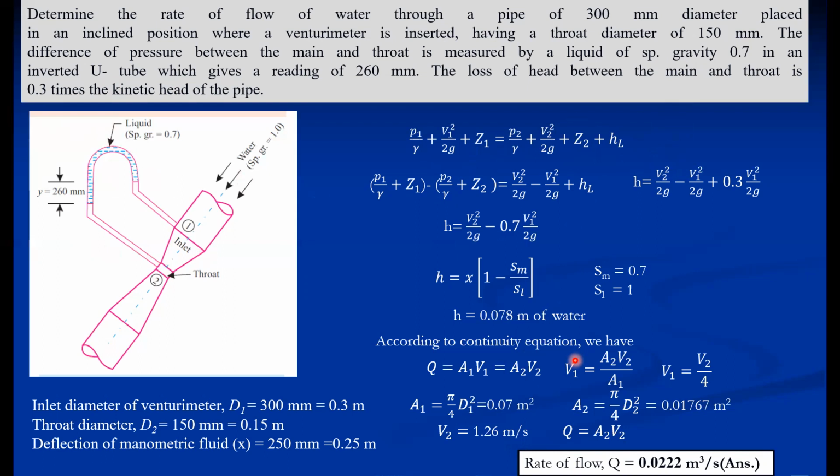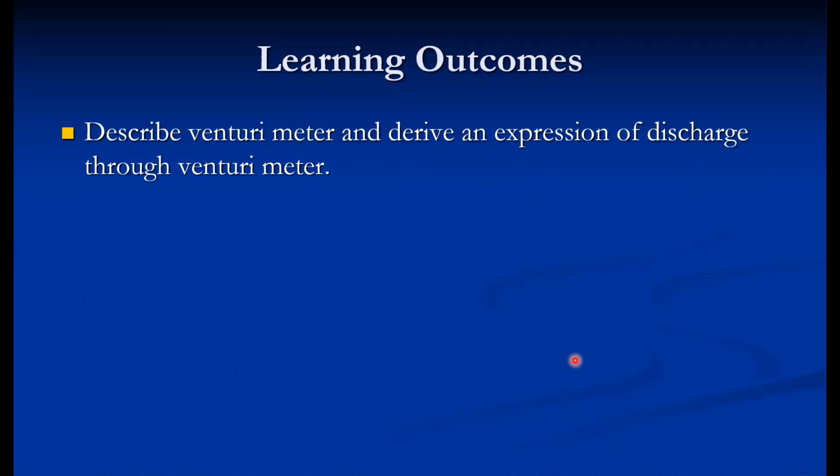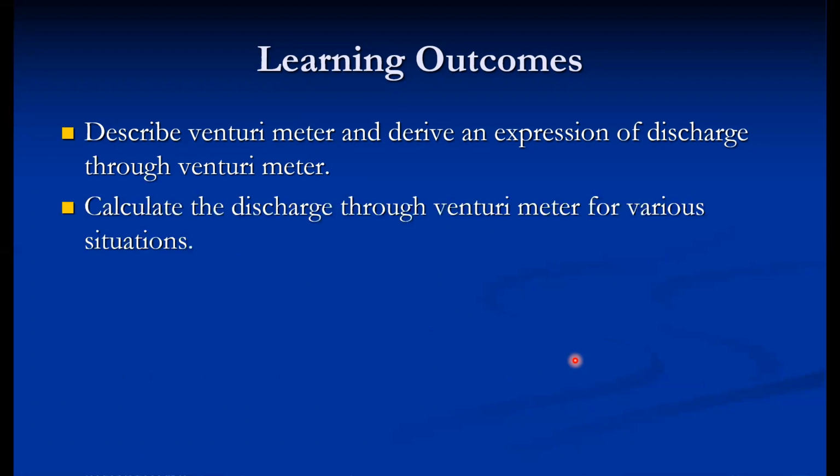So these are the different numericals. We have covered almost most of the numericals. So you stick with these numericals. If you understand all these numericals, you will be able to solve them. At the end of this particular session, you will be able to describe the venturimeter, its working principle, its different orientations, and derive an expression of discharge for the venturimeter.